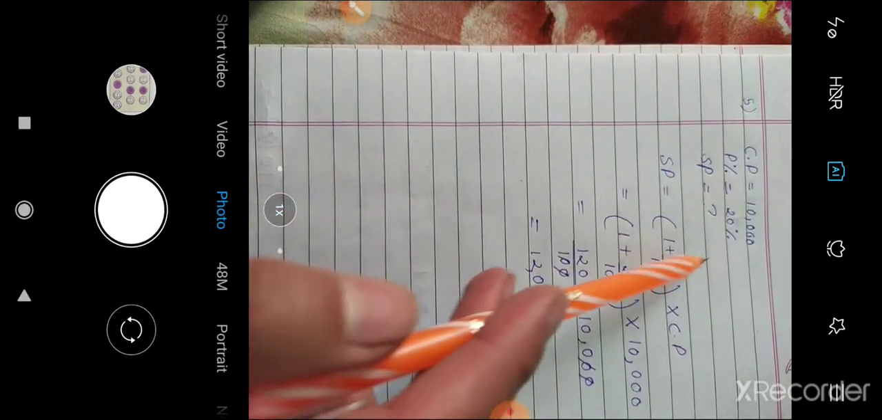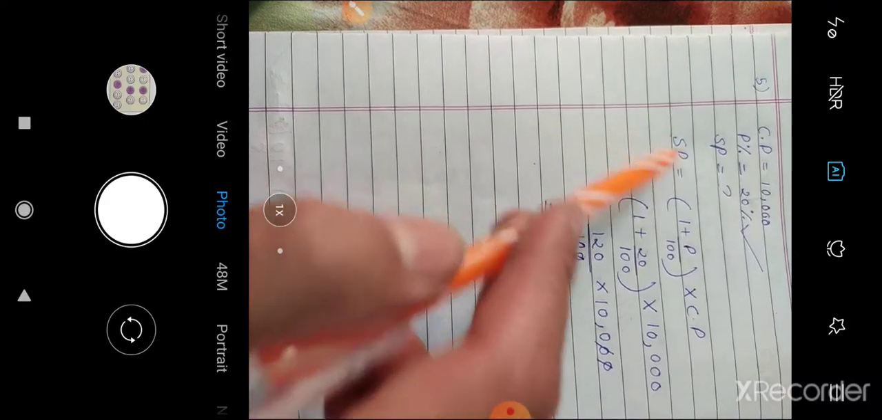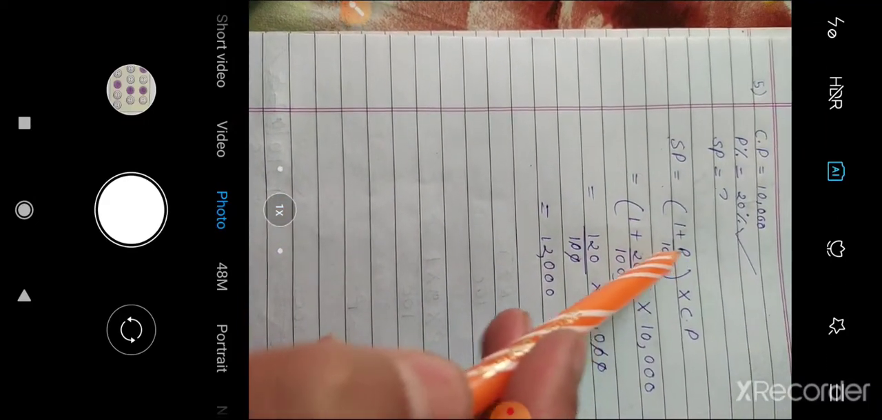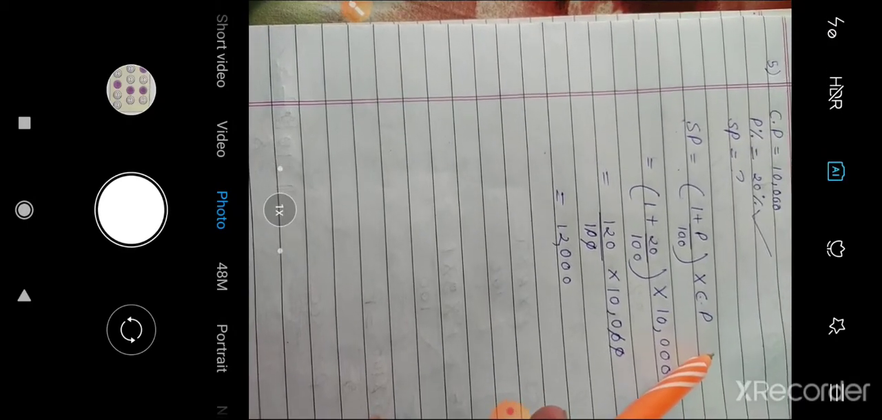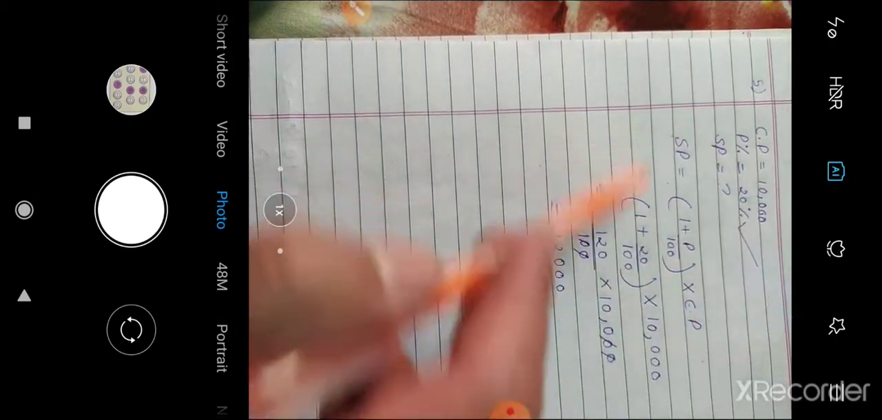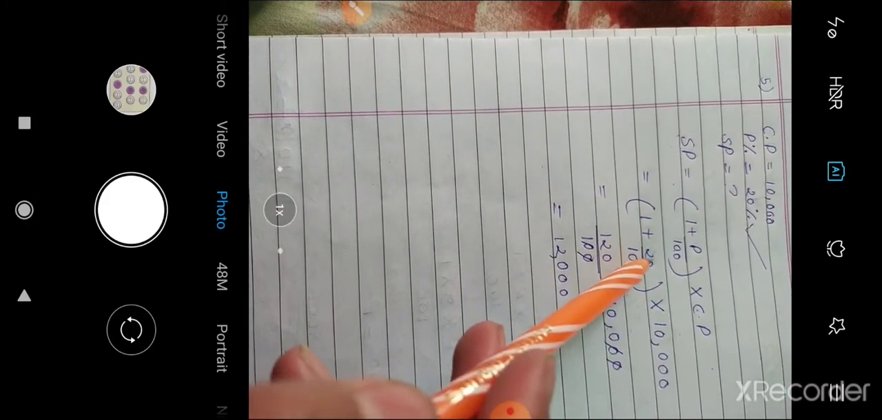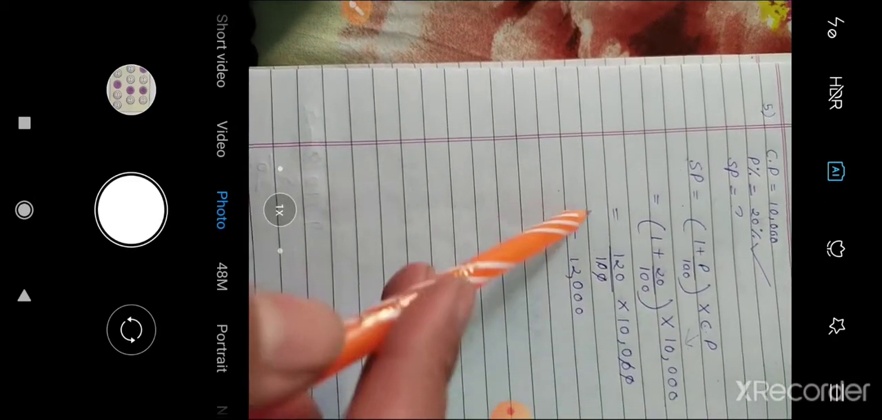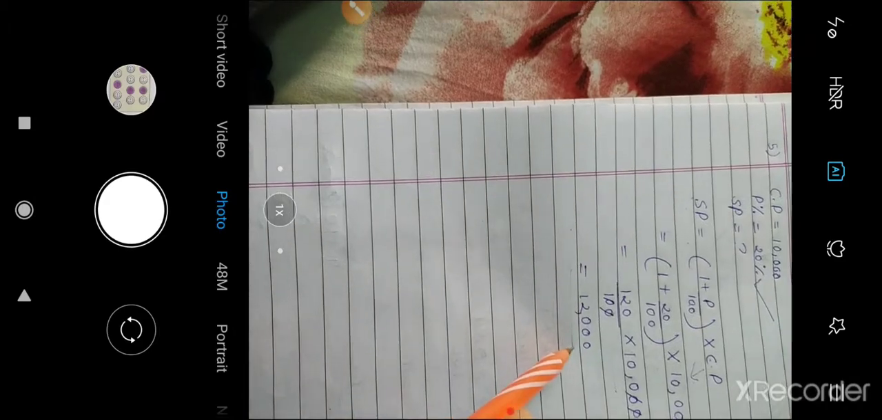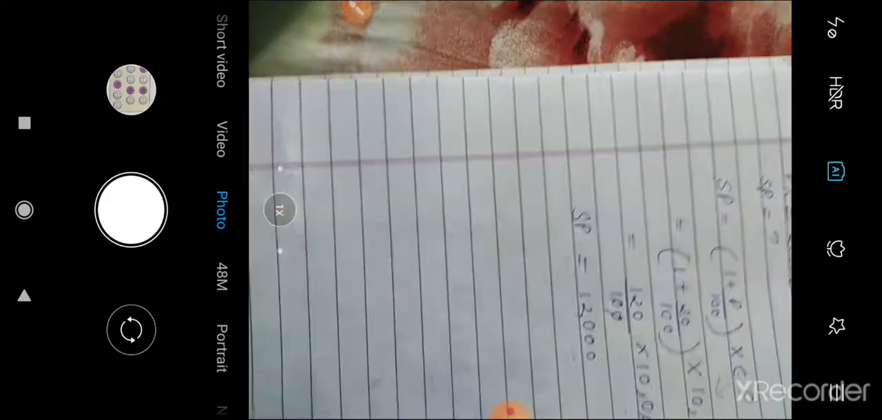When profit percent is given, we apply the formula SP is equal to (1 plus profit percent upon 100) multiplied by CP. Now we are going to put all the values in this formula. In place of profit percent we put 20 and in place of CP we put 10,000. Now solve this and we have the answer 12,000. It is the selling price of the television. Move to the next question.